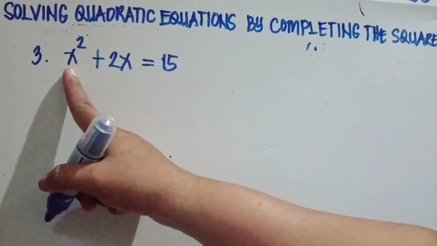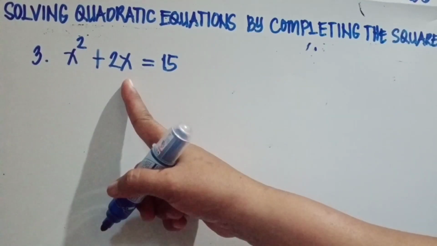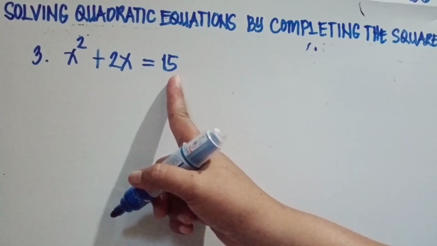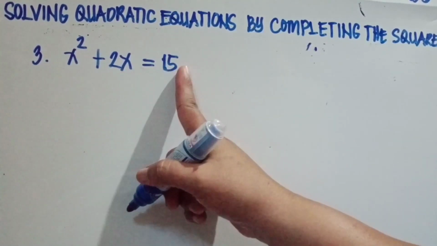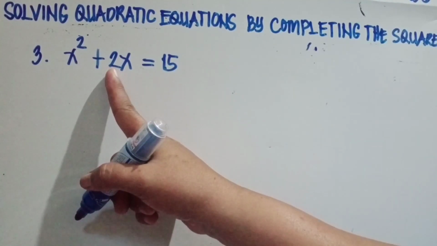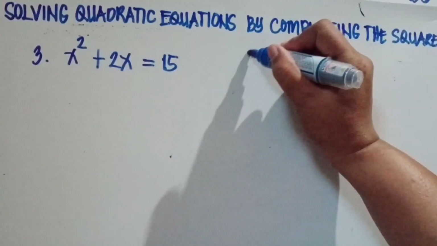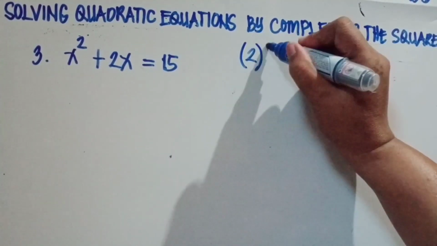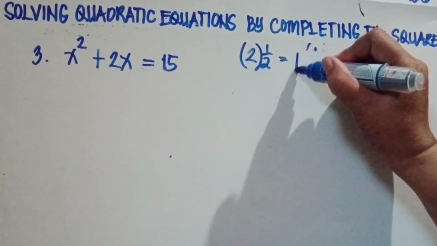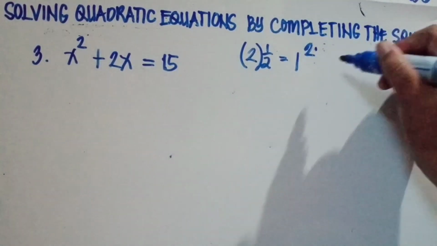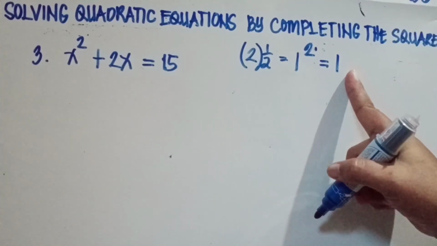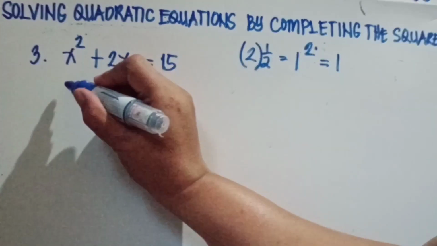Our third example is x² + 2x = 15. So, yung constant ay nasa right side na, kaya wala na tayong ililipat pa. So, ang gagawin na lang natin dito is get the half or multiply 2 by 1/2. So, 1/2 of 2 is 1. Then, square natin si 1. The answer is 1. Then, add 1 on both sides of the equation.